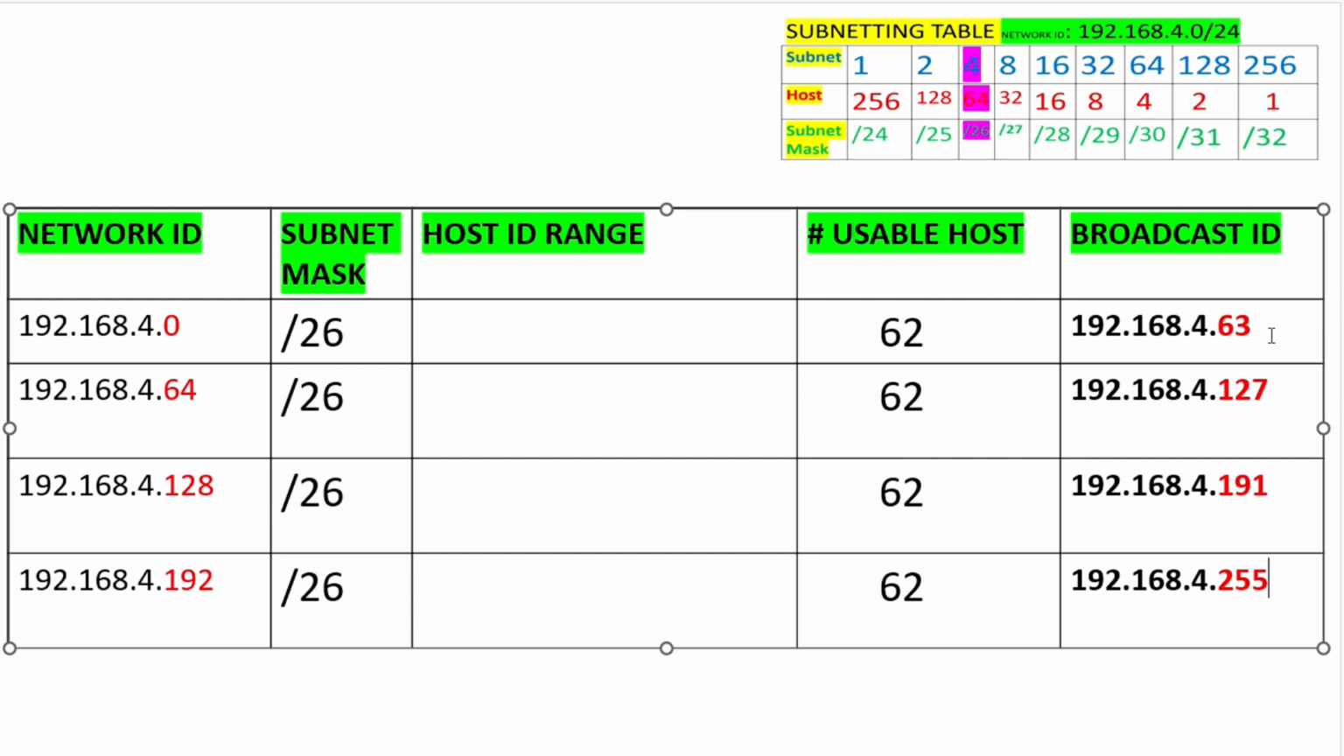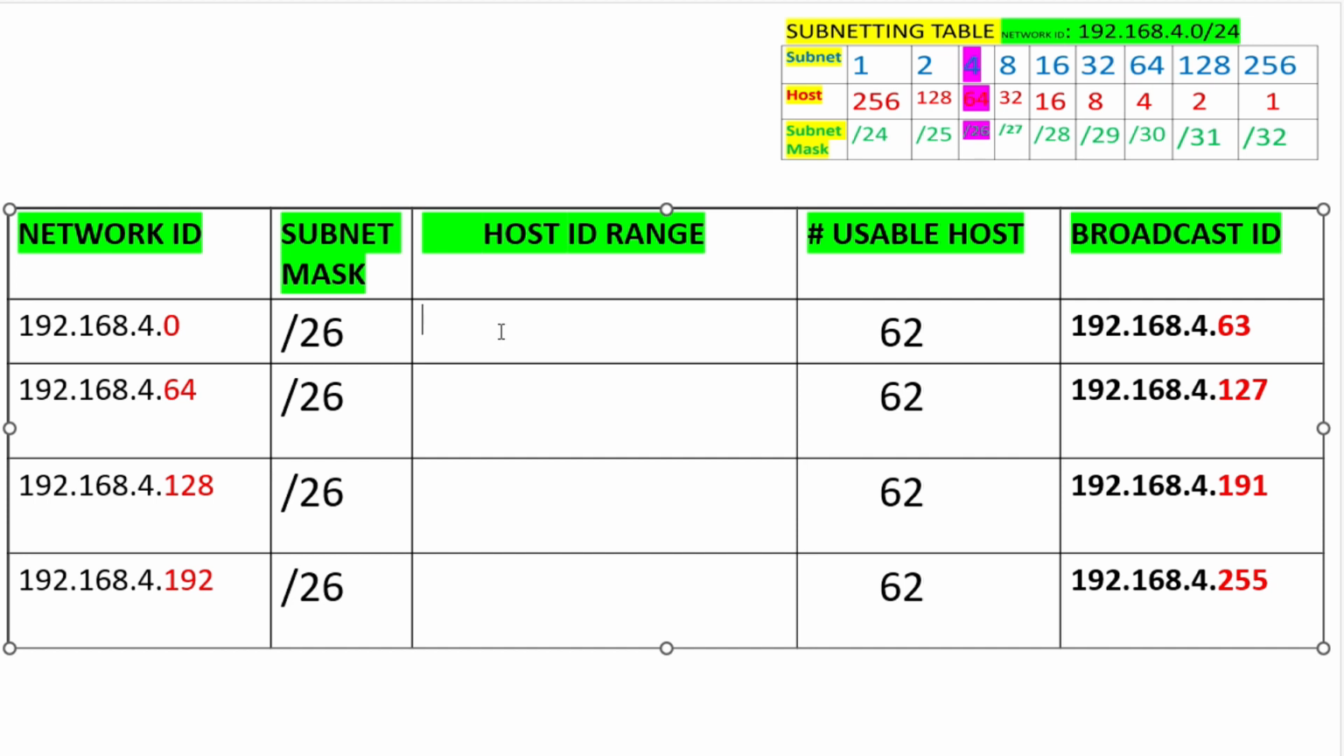We can also do it like this. Once you know the first broadcast ID, which is 63, you simply add 64 to get the second broadcast ID. So 63 plus 64 is 127. Then add 64 to 127, and we get the third broadcast ID 191. And then add 64 again to get the fourth broadcast ID, which is 255. We are almost done. One last column.